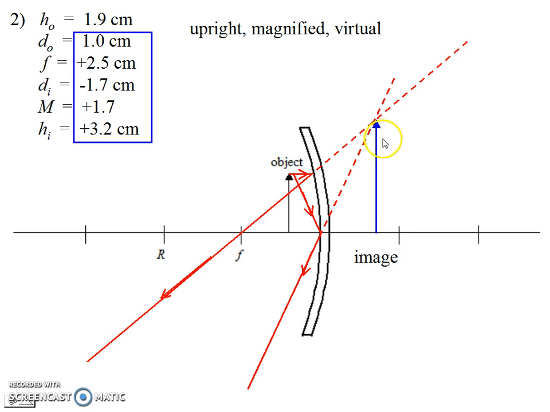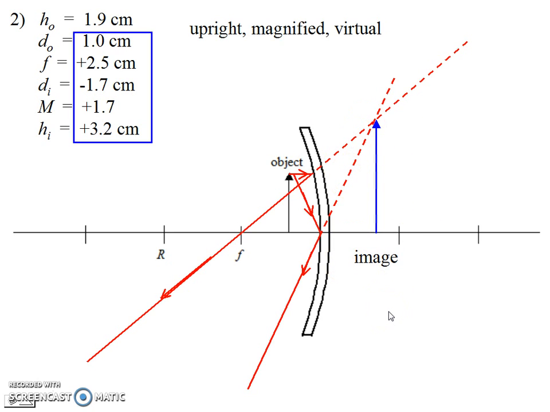Okay, so let's look at our predictions. We predicted upright. Yep, it's pointing the same way. Magnified. Yep, it certainly is. Virtual. Yeah, virtual means that if you were to put a screen back here behind the mirror, you can't get the image on the screen, which makes sense because light doesn't go through mirrors. Light doesn't actually travel this path. We just think it comes from there.